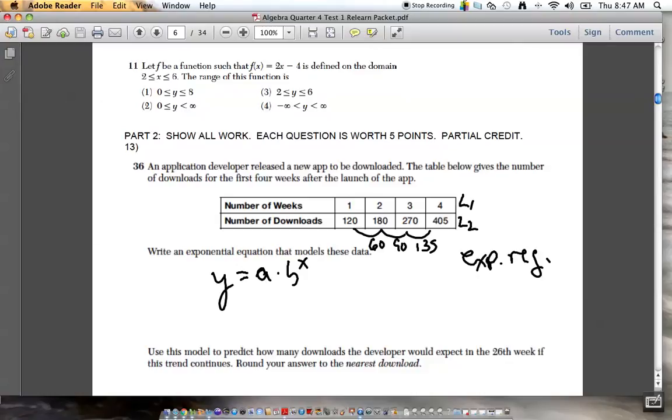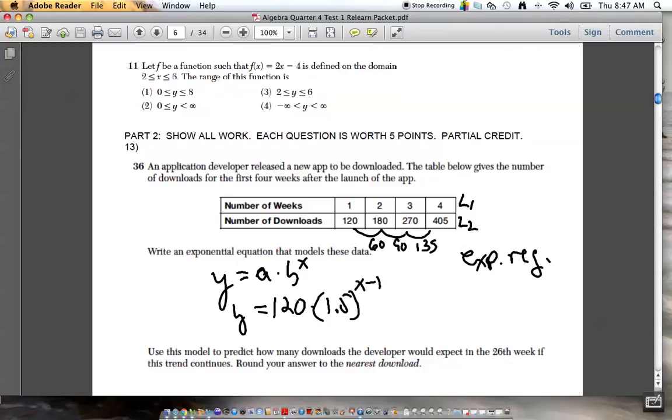There are actually 2 different answers you could get here. A is the amount that you started with. So you could say y equals 120 times, b is the common ratio. The common ratio here is 180 divided by 120, 270 divided by 180. It's all going to be 1.5. But then you have to write to the x minus 1.